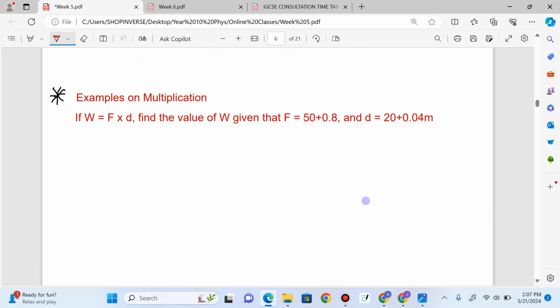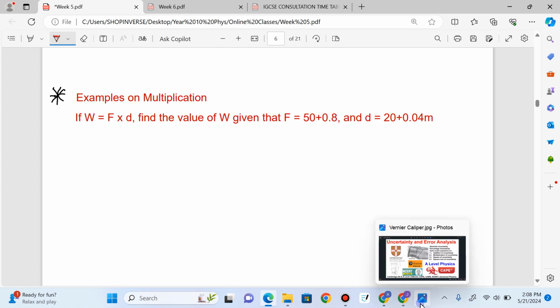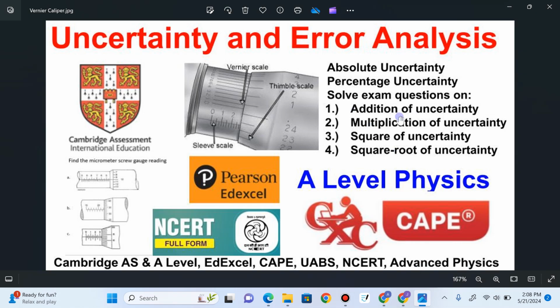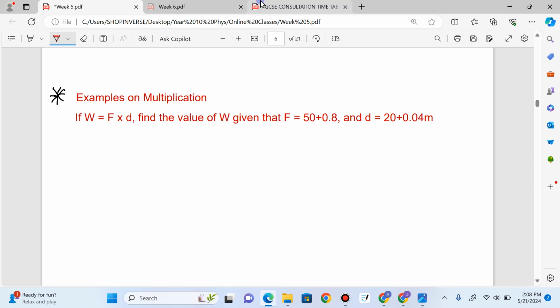What if it comes to multiplication? What will you do? If W equals F times D, for instance, you have to calculate work done. Work is force times distance. And you are asked to find the value of the work done, given that the force is 50 plus or minus 0.8 Newton, okay? And the distance is 20 plus or minus 0.04. Which formula will you use to solve this? Then we have to talk about multiplication. When dealing with multiplication of uncertainty, okay? Let me scroll to that formula and then we make use of it.